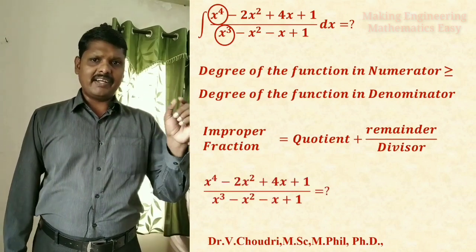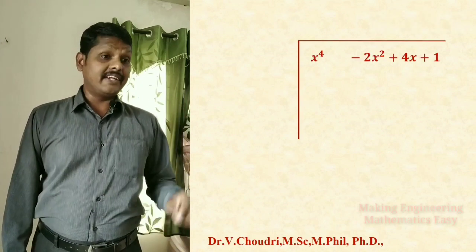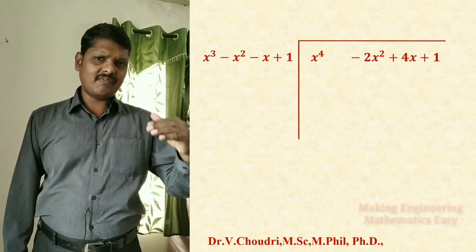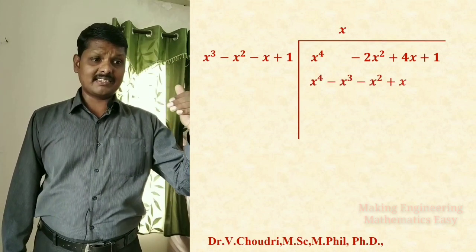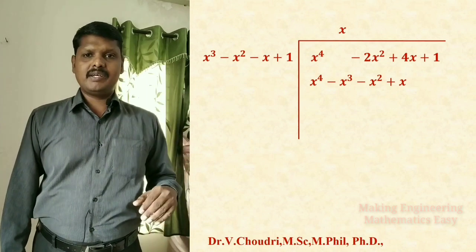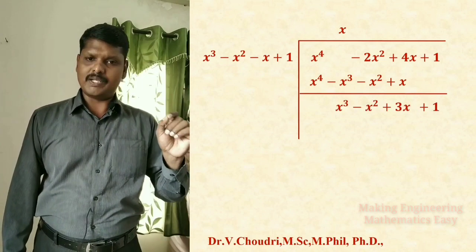See, put the dividend into this one, x power 4 minus 2x square plus 4x plus 1, and the divisor x cube minus x square minus x plus 1. We start from the quotient x. What is the answer? X power 4 minus x cube minus x square plus x. Subtracting from the previous one, x cube minus x square plus 3x plus 1.